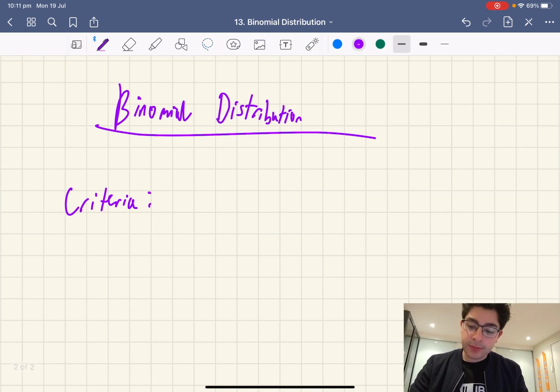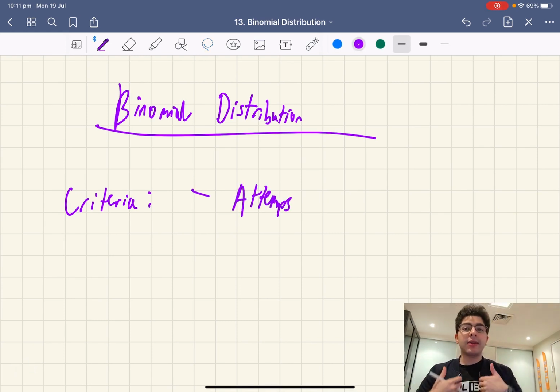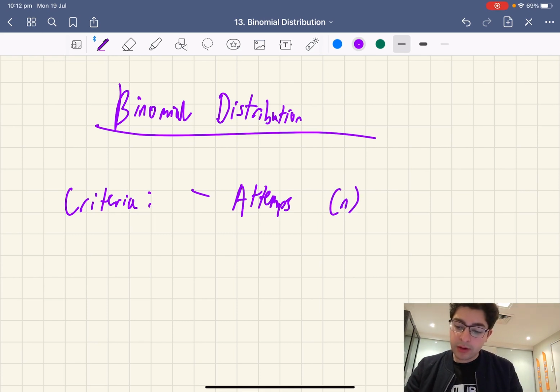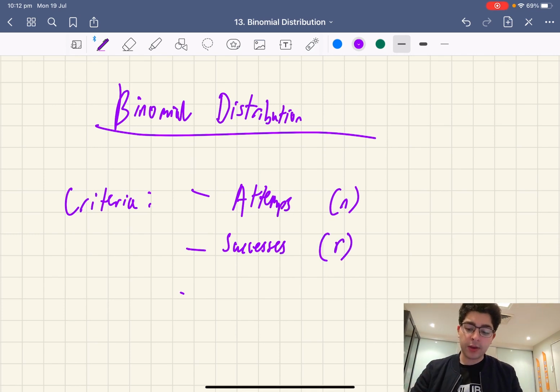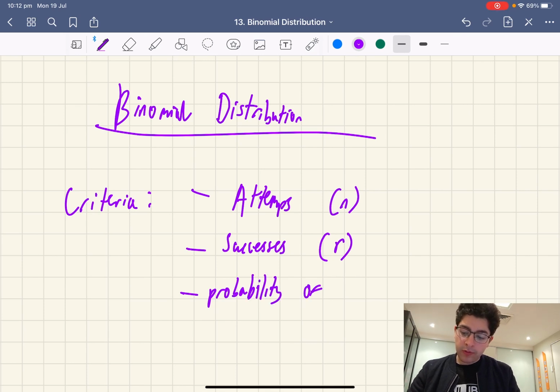We have attempts at making an event happen, which we're going to call N, and we're going to have successes, which we're going to call R. Now what we also have is the probability of any single success. It's going to be P.